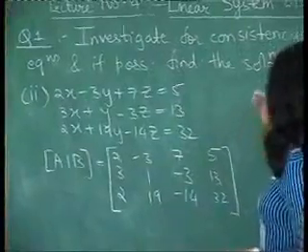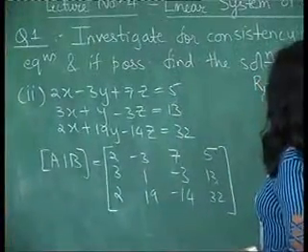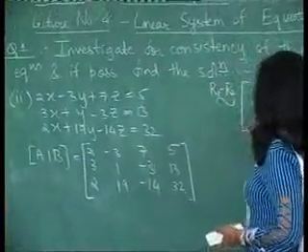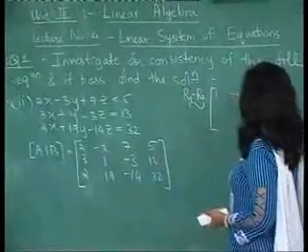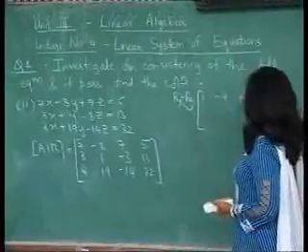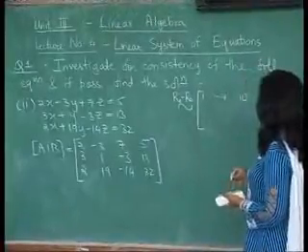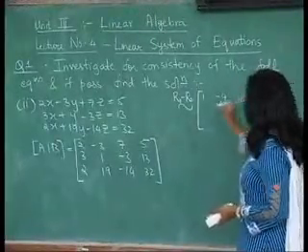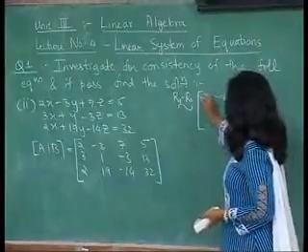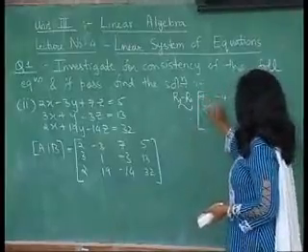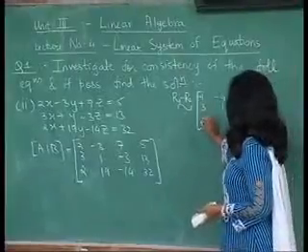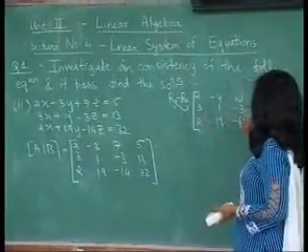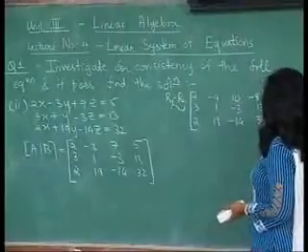I can do R1 minus R2, that will give me 1, minus 3 plus minus 1 is minus 4, 7 plus 3 will be 10, 5 minus 13 will be minus 8. Then the first one should be minus 1, 3, 1, minus 3, 13, 2, 19, minus 14, 32.